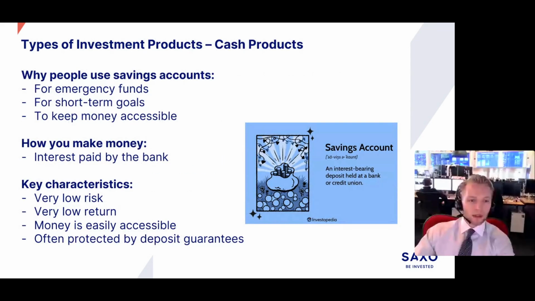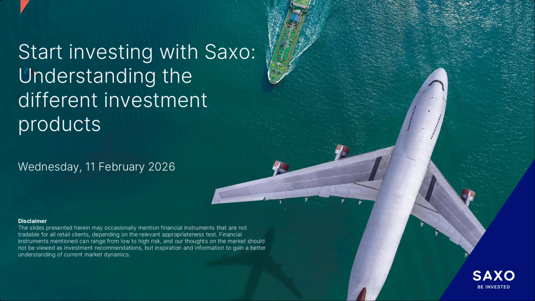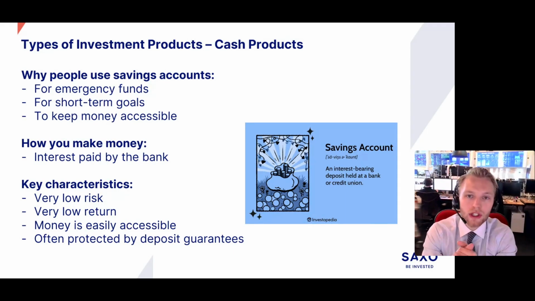Great. So the first product, and probably also the most simple product of them all, is a simple cash product, meaning that could be in the form of a savings account, your everyday account in your own bank. So why would you even consider having a savings account where you keep all your cash at 1% annually if you have the opportunity to invest it?